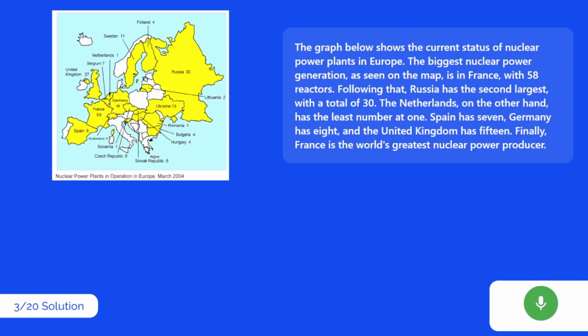The graph below shows the current status of nuclear power plants in Europe. The biggest nuclear power generation, as seen on the map, is in France, with 58 reactors. Following that, Russia has the second largest, with a total of 30. The Netherlands, on the other hand, has the least number at 1. Spain has 7, Germany has 8, and the United Kingdom has 15. Finally, France is the world's greatest nuclear power producer.